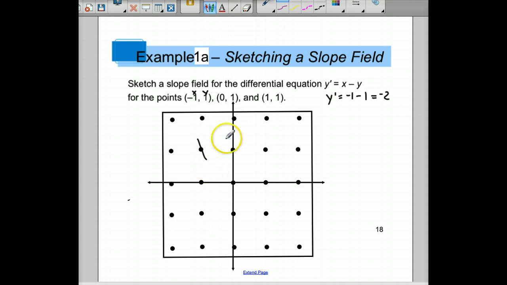And it's just approximate. How about the slope at the point 0, 1? So plug in 0 and 1. That equals -1. So the slope at the point 0, 1 is -1. So locate the point 0, 1 and draw a line segment that has a slope of about -1. So that would be 45 degrees, a little bit less steep than this one. And the point 1, 1, put in a 1, 1, you get a slope of 0. So at the point 1, 1, we're going to have a slope of 0. And you could do that for all the points in this whole grid.